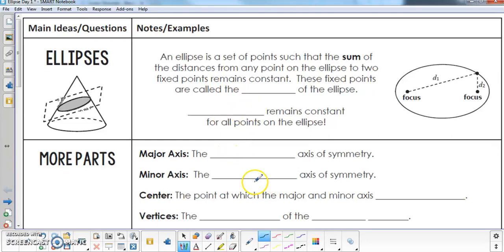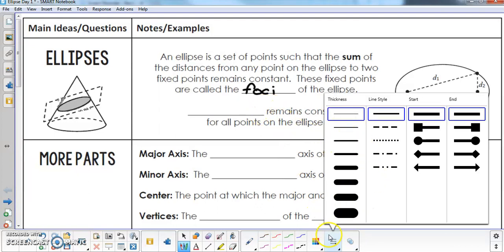Alright guys, so here's what we got for ellipses. This is saying an ellipse is a set of points such that the sum of the distances from any point on the ellipse to two fixed points remains constant. These fixed points are called the foci of the ellipse.